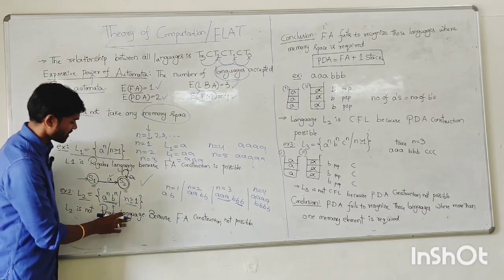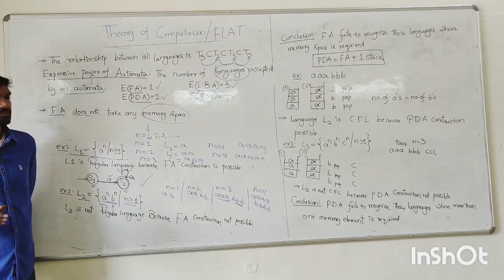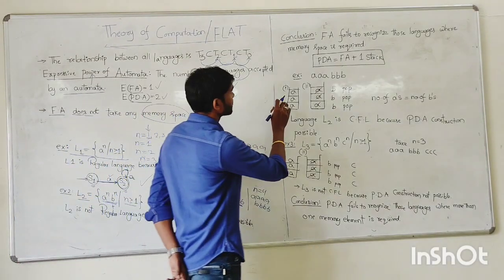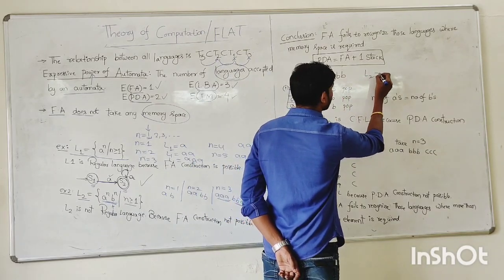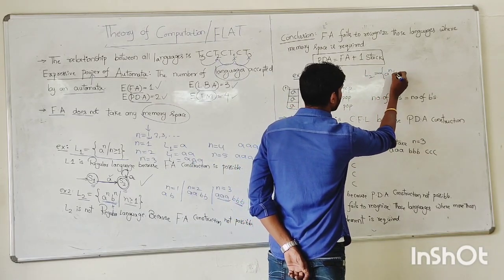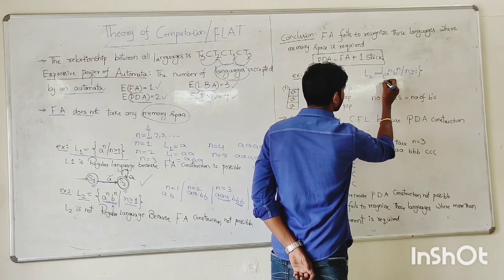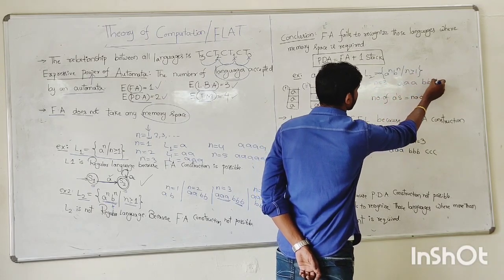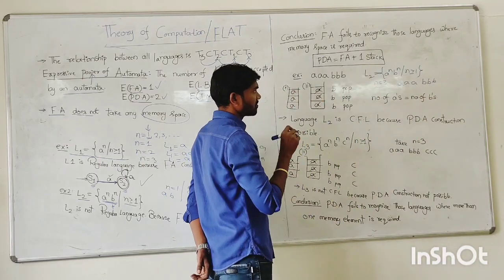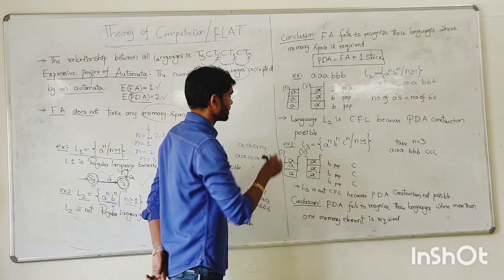So if you take a stack, then construction for this language is possible. For example, for this language L2, a power n, b power n, where n is greater than or equal to 1. If you take n equal to 3, it means 3 a's followed by 3 b's. So can we construct an automaton for this language? Yes, we can construct it like this.